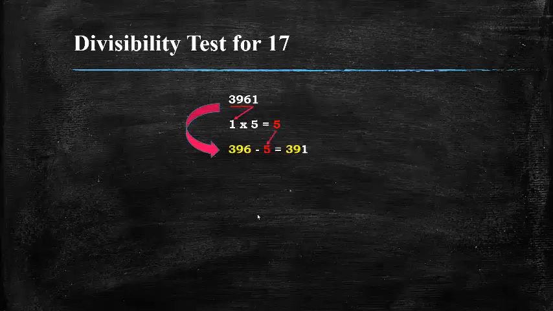Again my focus is on the unit digit in the intermediate result. So 1 will be multiplied by 5 again. That gives me a value of 5, and the remaining digits in the given number are 39. So 39 minus 5 gives me a value 34. It is evident that 17 into 2 is 34. At this intermediate step, you can come to a conclusion that this number is divisible by 17.